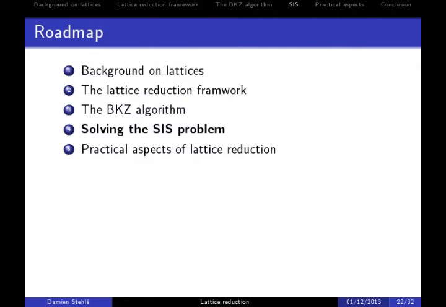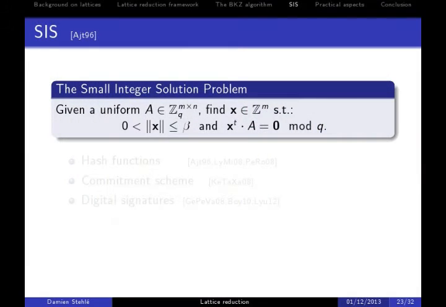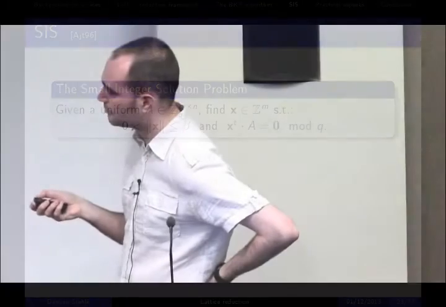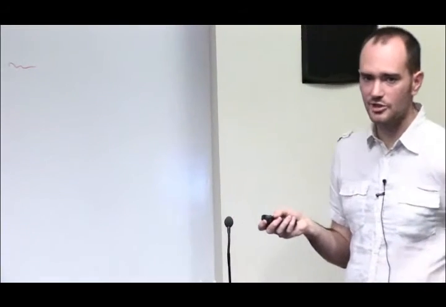Okay, so I'm going to apply this to solving the SIS problem. So the SIS problem, I think we are going to hear about it more today. Let me define it briefly. We have an A, which is rectangular. It's a matrix mod some integer q that has m rows and n columns, and I pick this A uniformly.